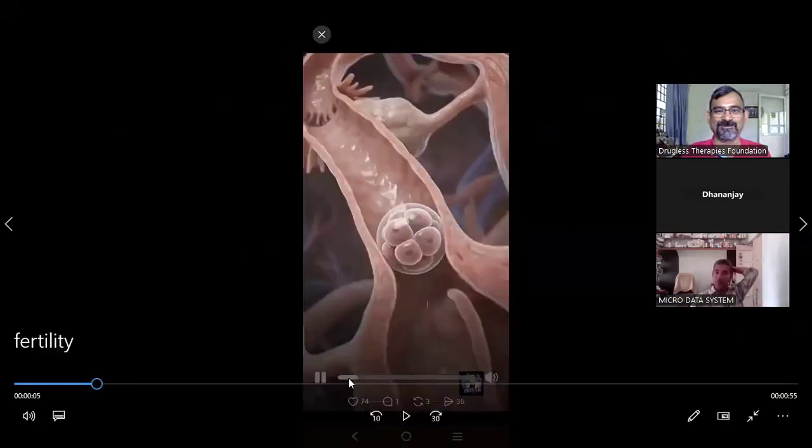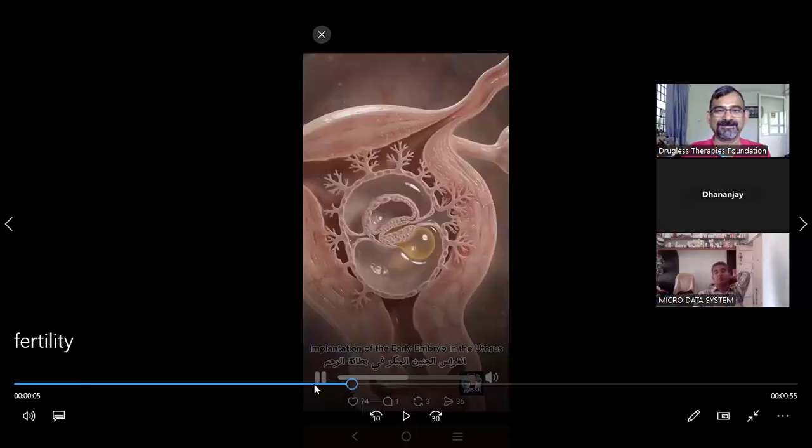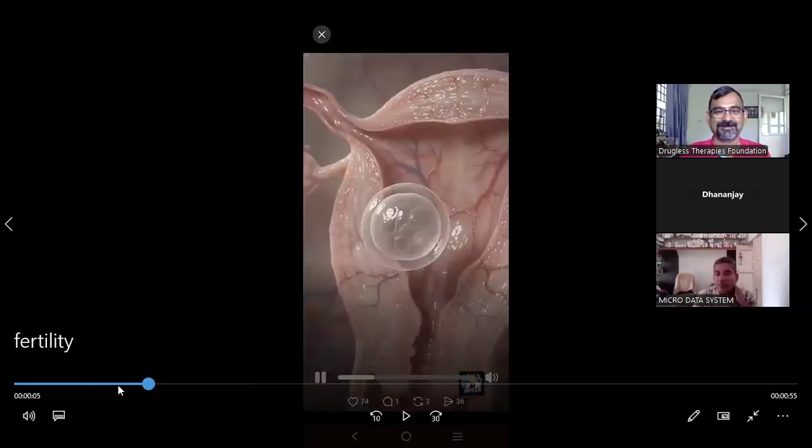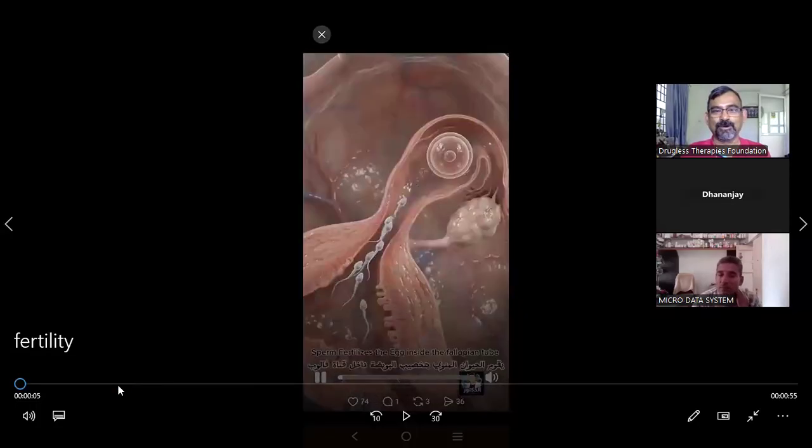See how beautiful it is. That thing is... so many sperms come inside. So only one sperm gets the chance to become a zygote.